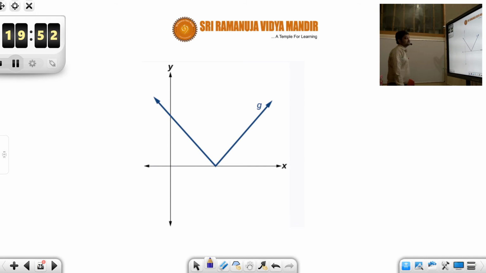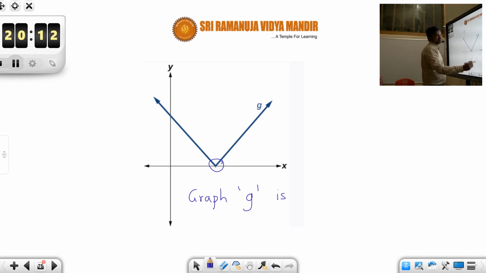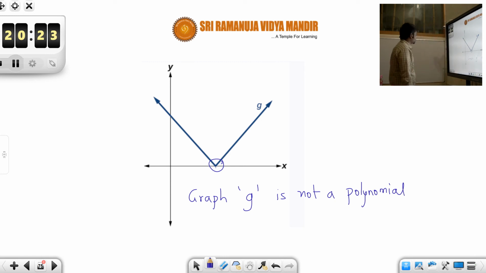Now let's look at this graph G. Students, if we observe this graph, there are sharp points. Okay, see this pointed point. So that means this breaks the condition of being a polynomial function. So graph G is not a polynomial function. This graph G is not a polynomial.